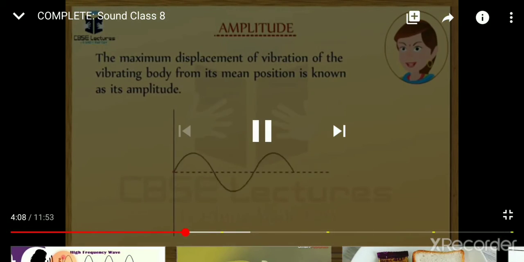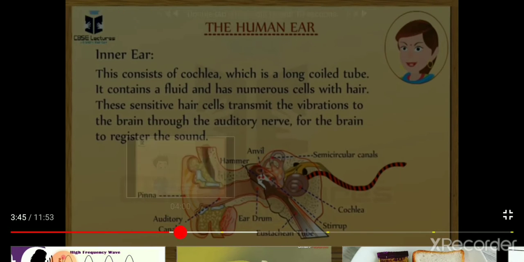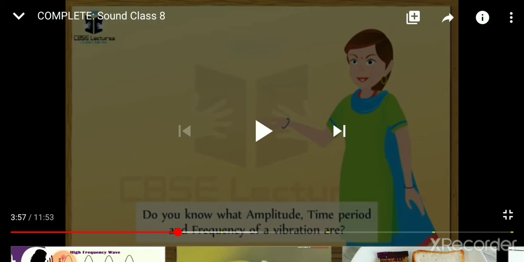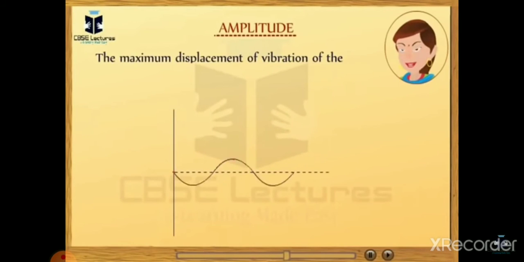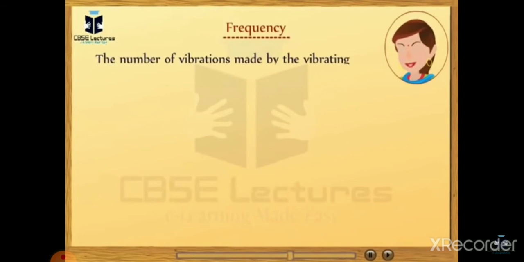Now you can see the vibration in the figure and you can see the maximum distance. Again I am telling you about amplitude, that is the maximum displacement of the vibration. Again you can see in the animation. Now see the maximum displacement of vibration of any vibrating body from its mean position. Mean position means rest position.